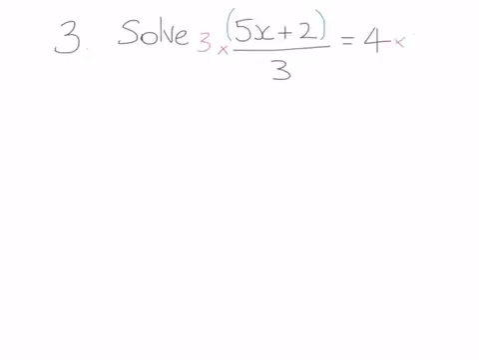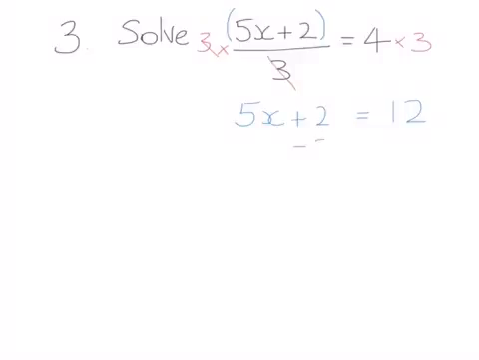Whatever we do to one side, we do to the other. The 3's cancel, so we're left with 5x plus 2. On the right-hand side, we're left with 12. Now, I could have my brackets in there if I wanted to, but now they don't actually make any difference, so I'm not going to put them there. Then it becomes like a simple 2-step equation.